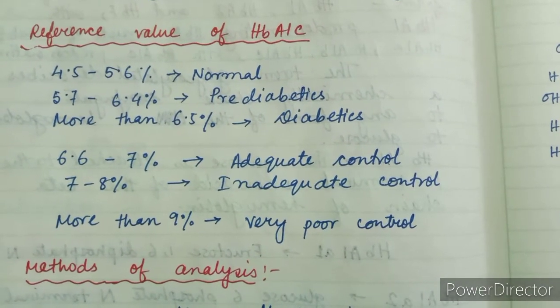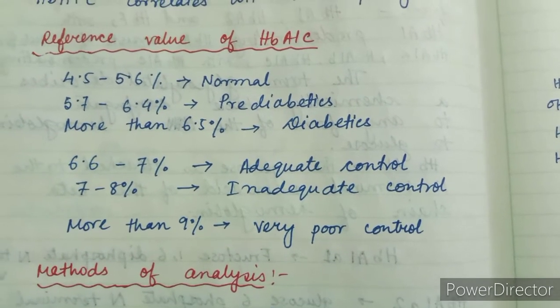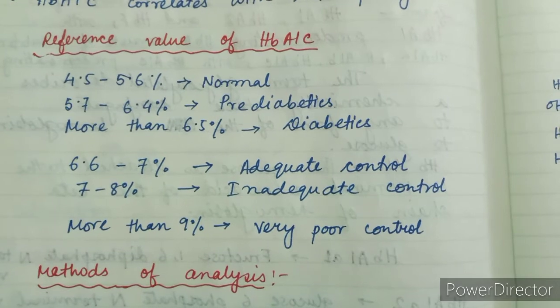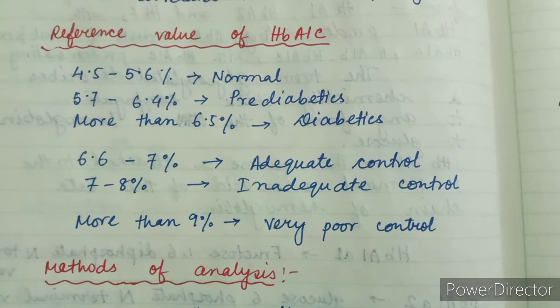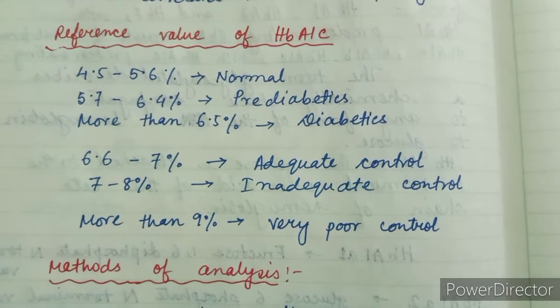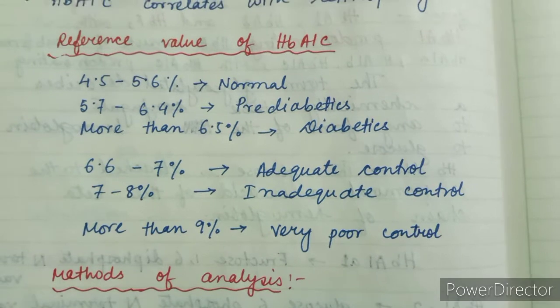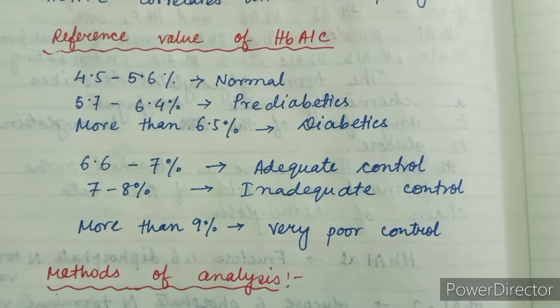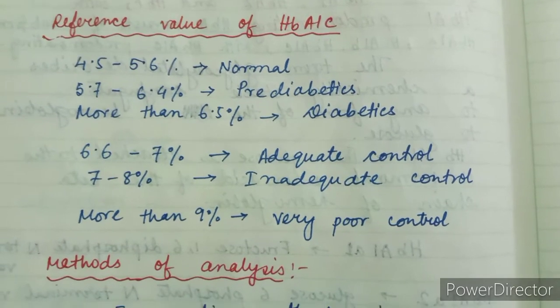It represents that the normal value is 4 to 5, that means out of 100 RBC, 4 to 5 RBC are attached with glucose. That means the more glucose is added to hemoglobin, the more glucose is present in the blood.